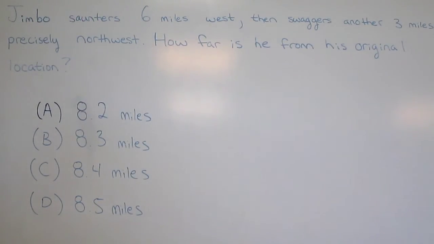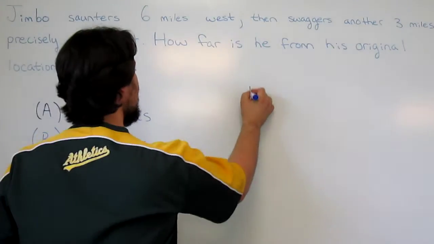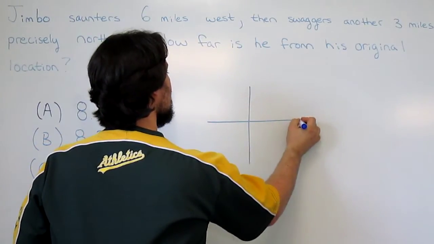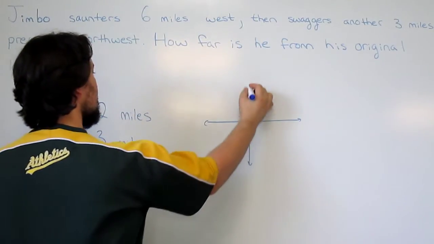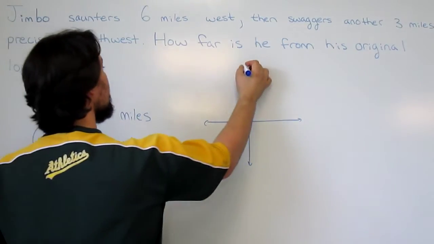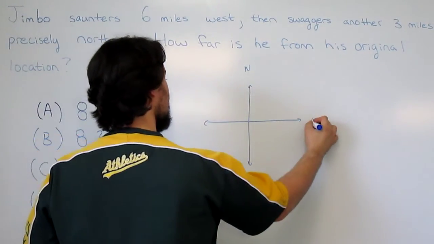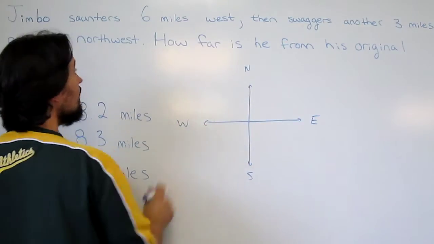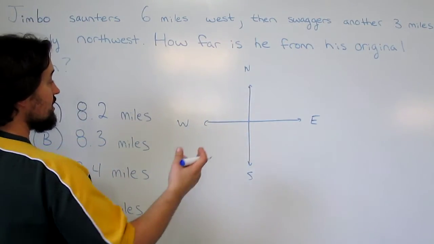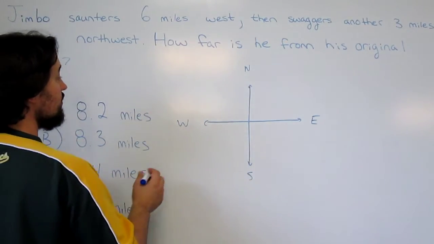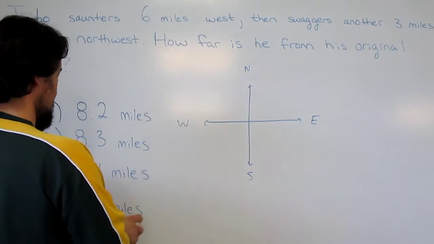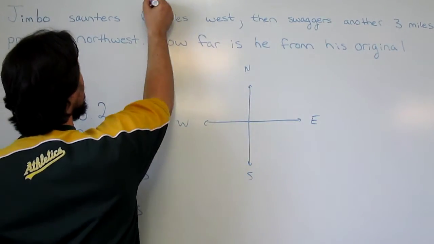So, looking at this question, Jimbo's going to be moving west, followed by northwest. First off, let's graph it. So, here we have our XY plane, reflecting our north, south, east, and west idea. It's going to go 6 miles west. So let's start with that.